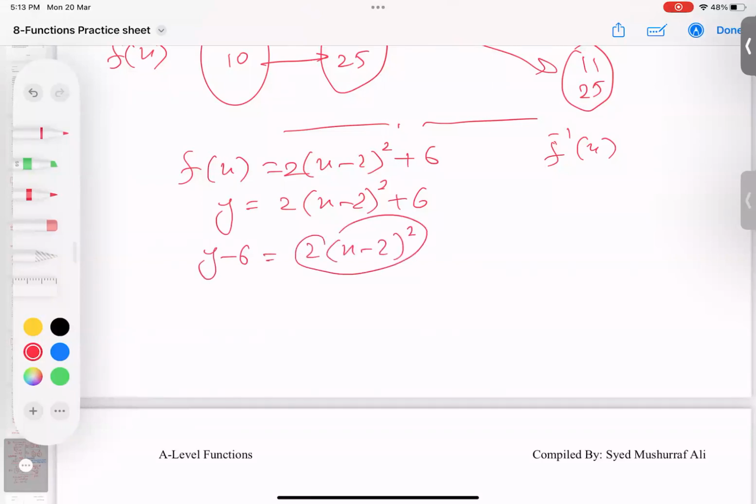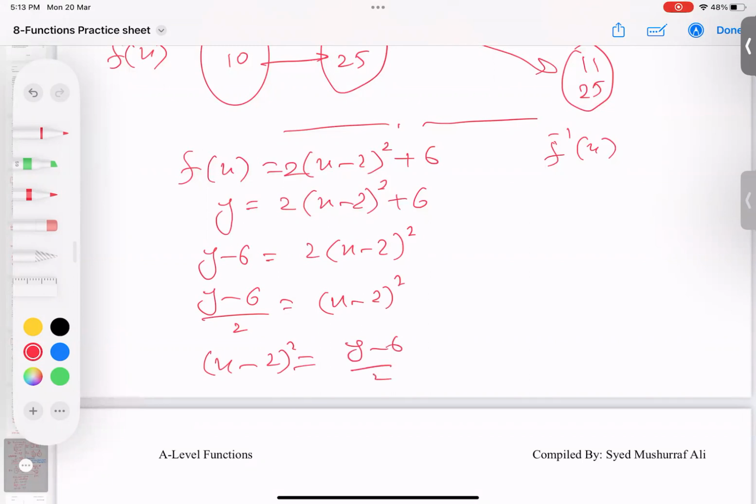This 2 is multiplying the whole thing, so 2 will divide. Now, sides change, I got x minus 2 whole squared here and y minus 6 over 2 on the right hand side. Then what do I have to do? How to remove the power 2? Root of both sides. When I take root of both sides, it becomes x minus 2 is equal to plus and minus root of y minus 6 over 2.